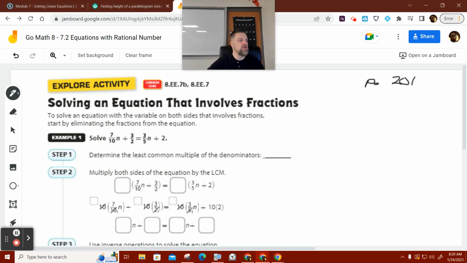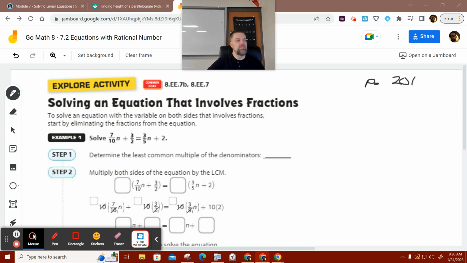All right, here we go. So we're going to solve equations that have fractions. Your textbook does one thing, but Mr. Adams is actually going to do what the textbook says, but I might change the steps. We'll see how it goes, okay?